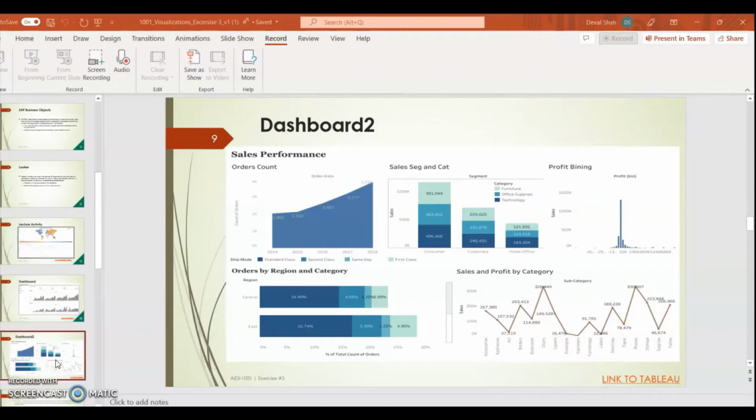In the fourth visual, we can describe that the orders are divided with a region and a category. So we can see the total number of orders in percentage, and it is divided by region. When it comes to shipment, it is separated with different tiles for better understanding. In the last visual of sales and profit with category of a particular product, we can experience it through a line chart.